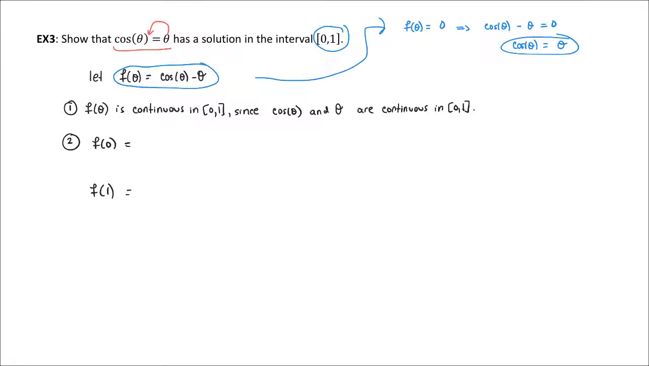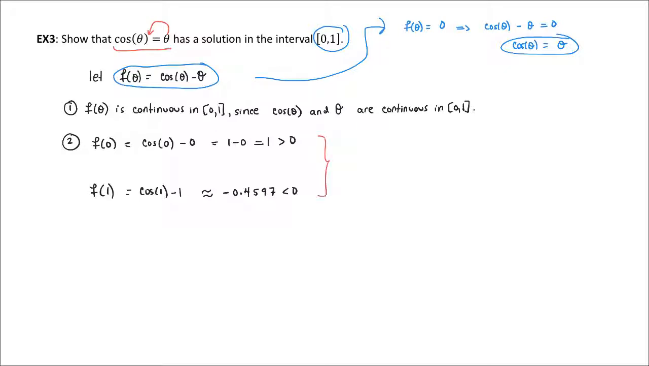Now I am going to consider f of 0, and I will consider f of 1. So f of 0 is going to be equal to cosine of 0 minus 0, and we are assuming radians here, never degrees, always radians in calculus. Cosine of 0 is going to be equal to 1 minus 0, that means 1. 1 is positive, bigger than 0. Now let's consider f of 1. F of 1 will be cosine of 1 minus 1, and with your calculator in radians, you will approximate this as negative 0.4597. The point is that this is negative.